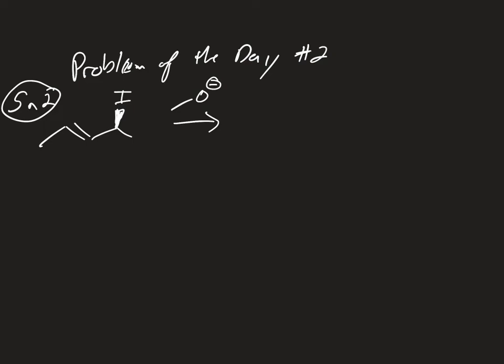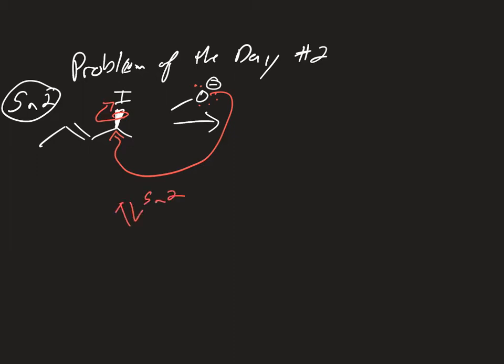So, SN2 reaction with an iodine as a leaving group. We have a small reactive nucleophile, negative charge. The arrow should come from the back side. It's going to break the carbon-iodine bond. Leaving group leaves.